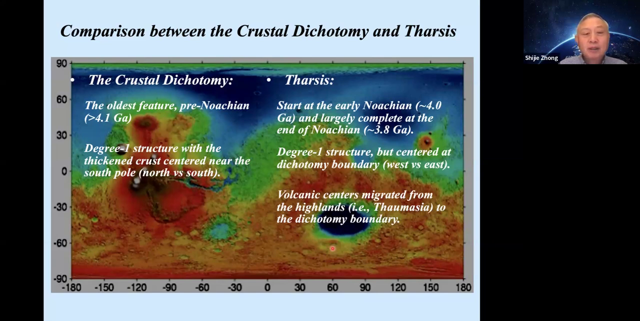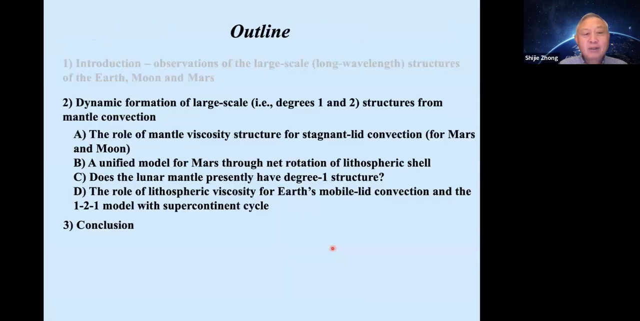Okay, so by now I have finished the introduction section. I highlighted these global, very long-wavelength, large-scale structures that we see for the Earth, the Moon, and Mars. What I want to do next is to demonstrate to you that mantle dynamics, that is mantle convection, which we know is a fundamental process that controls the evolution of the planets, may provide an explanation for how these long-wavelength structures can occur on these planets.